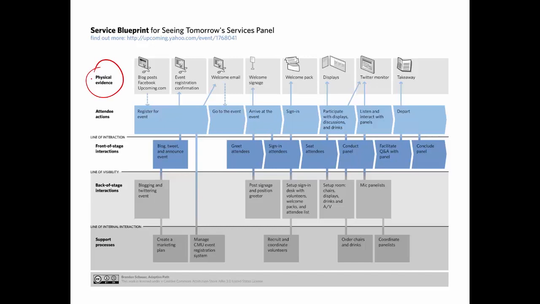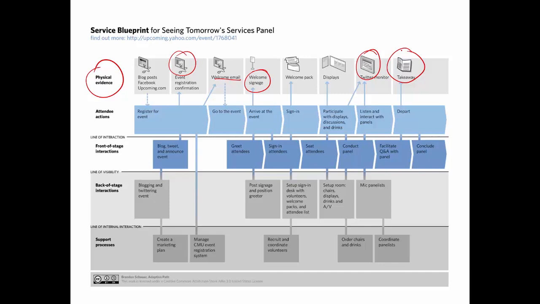Where there's a blog post, there's Facebook, you have event registration confirmation, a welcome email, there's some signage. You might actually get a bag with some welcome materials. There's some sort of a monitor that gives you what's happening on Twitter. There might be some sort of a brochure that you take away. So these are examples of the physical evidence.